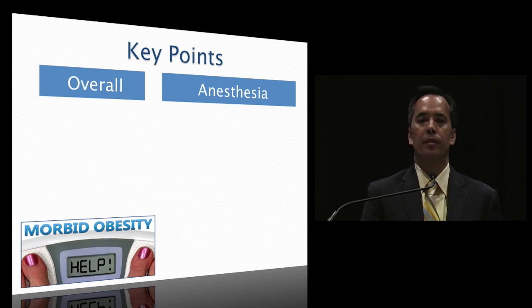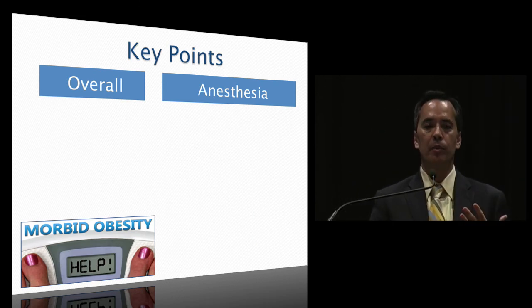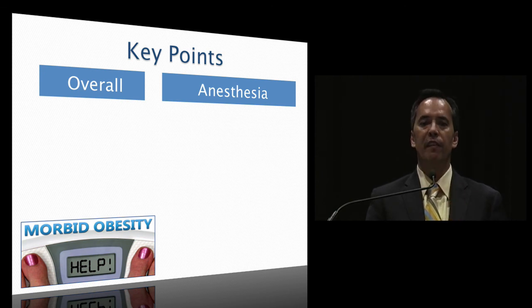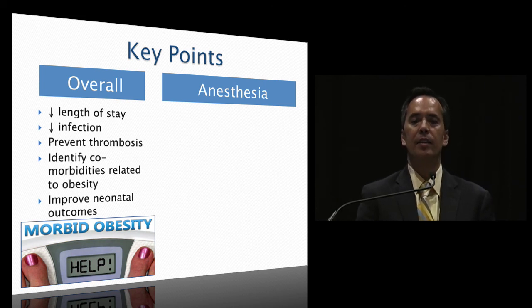So key points. Overall, you want to decrease the length of hospital stay. You want to decrease the infection rate. You want to prevent thromboses and clots. You want to identify comorbidities related to obesity so you can go ahead and treat those, and you want to improve neonatal outcomes. Now, what about anesthesia?